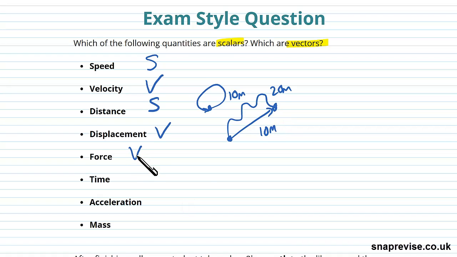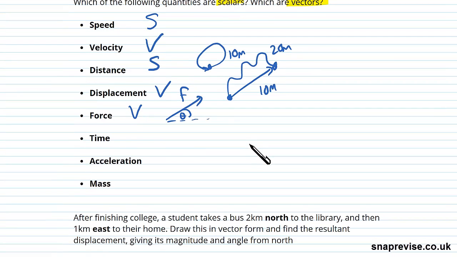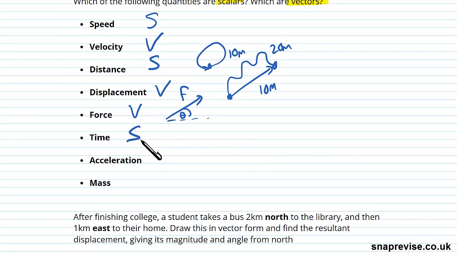Force we saw was a vector. That was the typical example we used, where you have this vector F, and you have to specify this angle theta, this direction. Time we saw was a scalar because it has no direction. You can't choose time in a certain direction. Time is just 10 seconds, 20 seconds. It's a scalar.